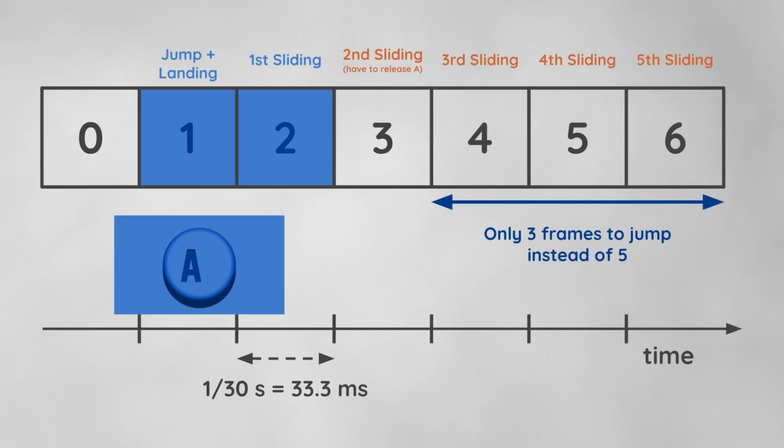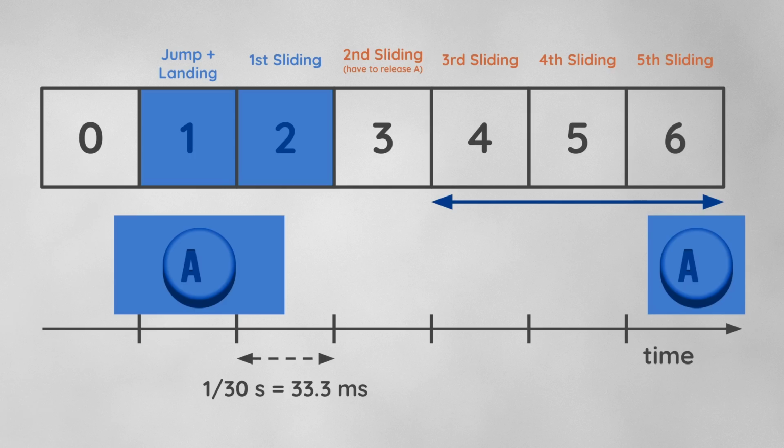And if we press A just a tiny bit late on that last frame, it won't count. So the real reason we lost our long jump is that we simply missed the A press. But this is an easier mistake to make than it first appears.